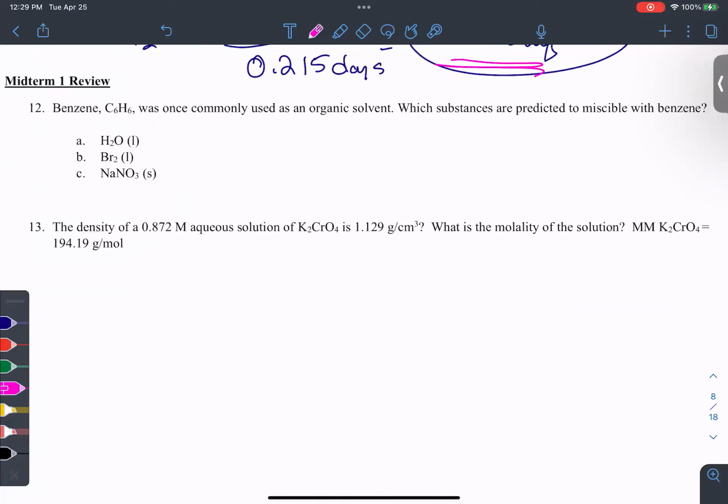All right, benzene, midterm 1. So midterm 1 was about solutions, colligative properties, freezing point depression, boiling point elevation, vapor pressure, and then kinetics, everyone's favorite kinetics. So benzene was once commonly used as an organic solvent. What substances are miscible with benzene? Miscible means what? Mixes.